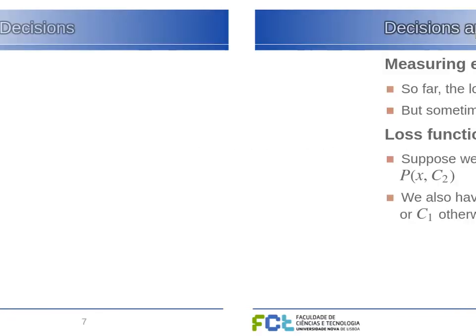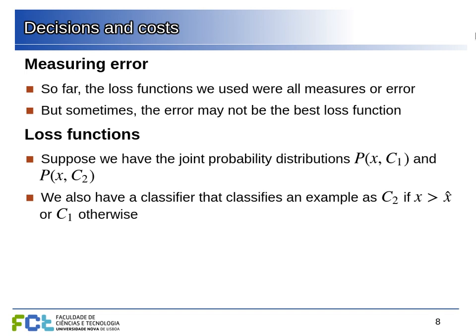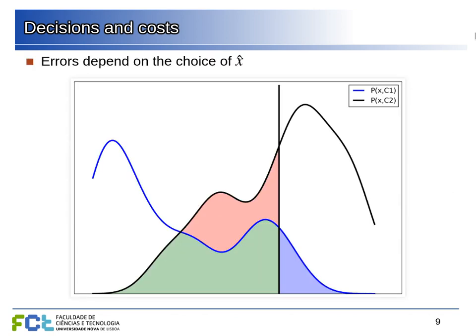So now we're moving on to the problem of decisions and costs. When we are going to apply or train our classifiers, for example, we have the problem that not all errors are the same. So let's consider a very simple problem here, a toy problem. Suppose that we have the joint probability distribution of some feature in one class and some feature in another class, and we need to train a classifier that chooses the value for that feature where it will split into the two classes.